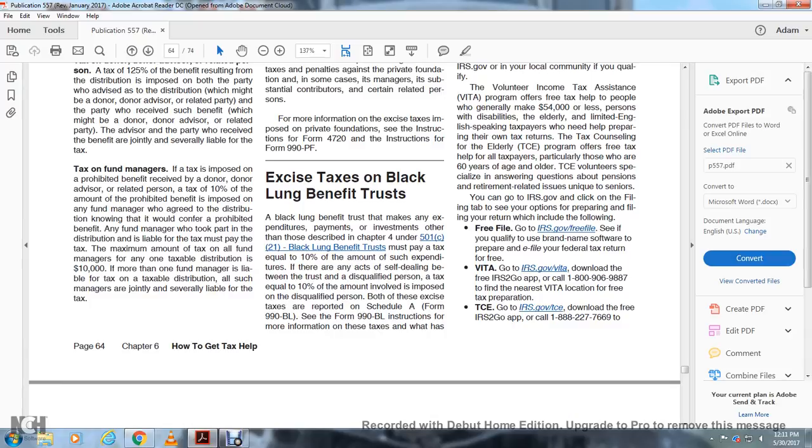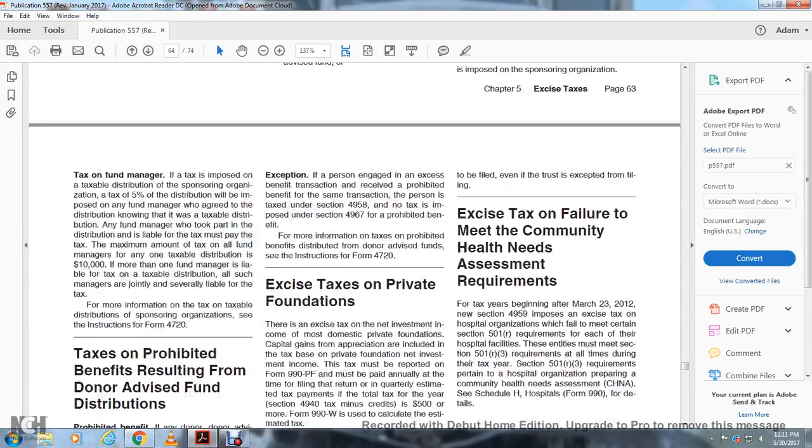Excise taxes on Black Lung Benefit Trusts. If a Black Lung Benefit Trust makes expenditures, payments, or investments other than those described in Chapter 4 of section 501(c)(21), the trust must pay a tax equal to 10% of the amount of such expenditures. If there are any acts of self-dealing between the trust and a disqualified person, a tax equal to 10% of the amount involved is imposed on the disqualified person. Both excise taxes are reported on Schedule A, Form 990-BL. See Form 990-BL and its instructions for more information on the tax and what has to be filed.